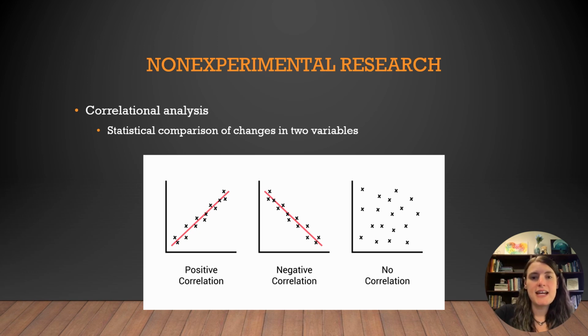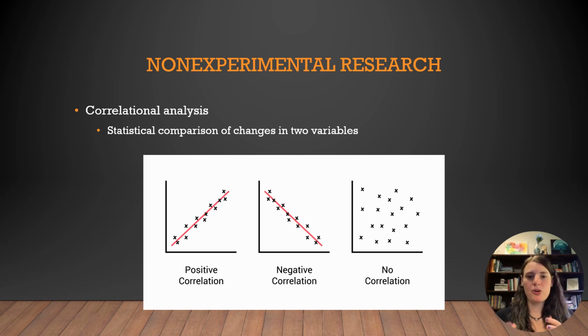What makes this design different from an experimental design is that there is no attempt by the researcher to control other potentially important variables. We're simply looking at variable A and variable B and looking to see whether there's a relationship or not. The lack of control variables is one of the reasons for a slogan that you may have heard before: correlation, not causation.